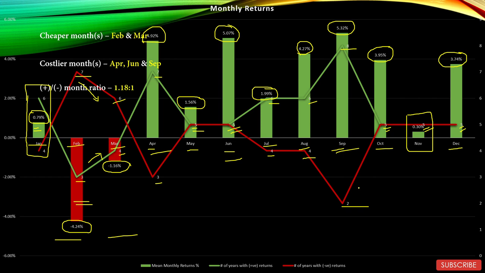And the positive to negative month ratio is 1.18 is to 1. This is not good. This means that only 1.18 positive months against each negative month in the last 10 years, that is, in the last 120 months, which is not good at all. This is amongst the worst, definitely in the worst 10 ratio of any sector.